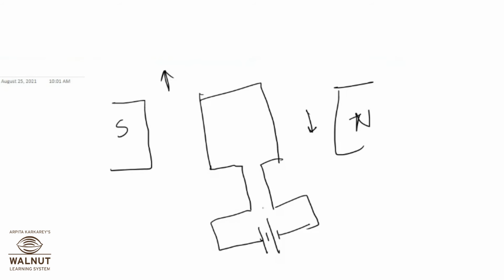But when you have not used any commutators and brushes, what will happen? When this green side of the coil comes to this side, it will experience a downward force. You can check it by Fleming's left hand rule. It does happen. It will experience a downward force. Ideally, it should experience an upward force. But when this green side of the coil comes to this side, it will experience a downward force.